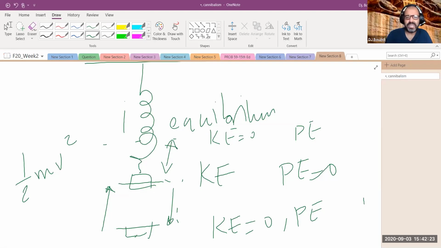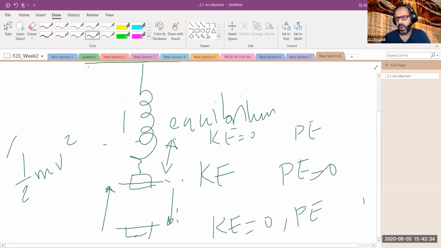So this is an ideal situation. This is not the situation that is probably going to be. I mean, in practice, the mass will stop. Okay, friction will come into play. Same thing with this thing in here.